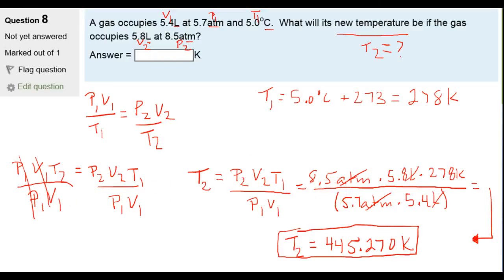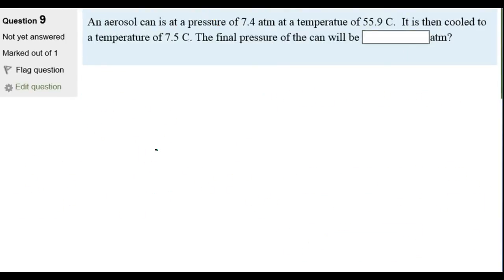Let's take a look at one more. In this problem here, it says an aerosol can is at a pressure of 7.4 atmospheres and a temperature of 55.9 degrees Celsius. It is then cooled to 7.5 degrees Celsius. The final pressure of the can will be how many atmospheres of pressure? So in this problem here, we've got a gas that's starting off at this pressure right here. So this will be P1 at this temperature right here. That's going to be T1. The gas is changing. It looks like it's cooling to a temperature of this right here. And we want to know what its final pressure will be.